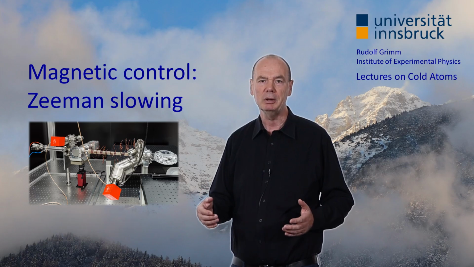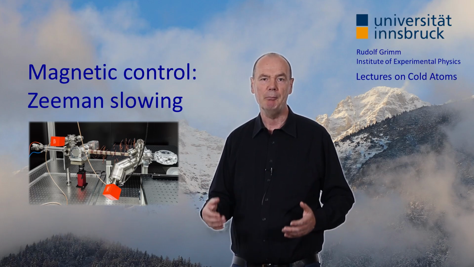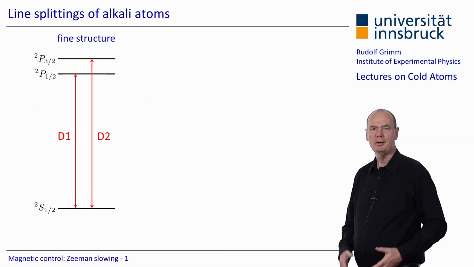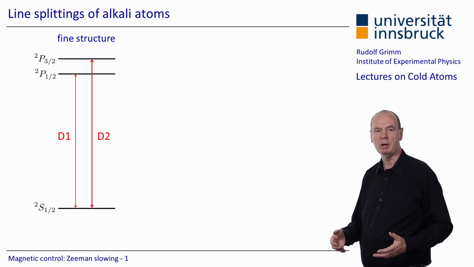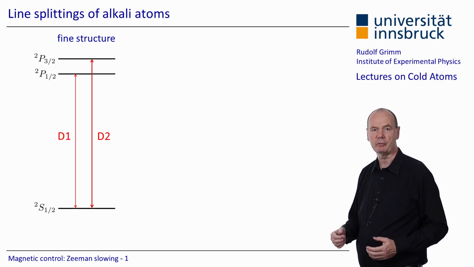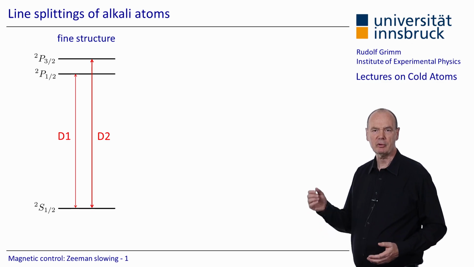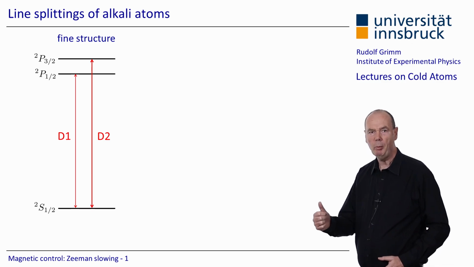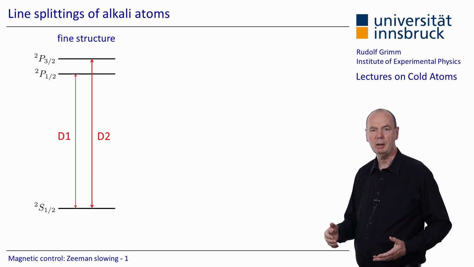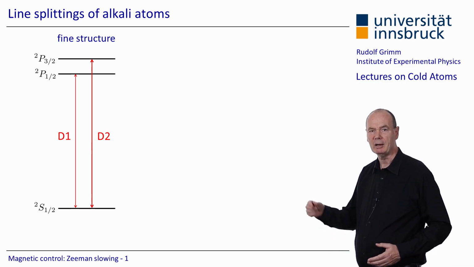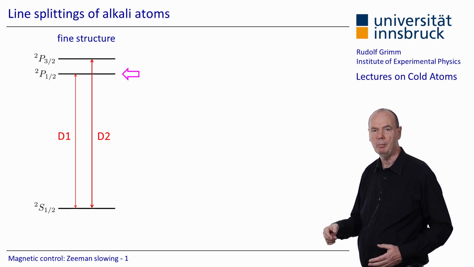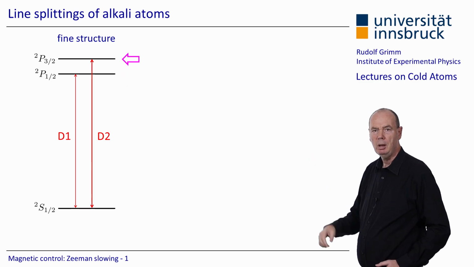But before starting a more detailed discussion, let me summarize some basic textbook knowledge on spectral lines and the Zeeman effect. The strong optical dipole transition used for laser cooling of alkali atoms has a substructure which is easily resolved by laser spectroscopy. To understand this structure, we first have to consider the coupling of the electron spin to the orbital motion. This spin-orbit coupling is responsible for the splitting of the electronically excited p state into a state with total electronic angular momentum 1/2, the lower one, and 3/2, the upper one.